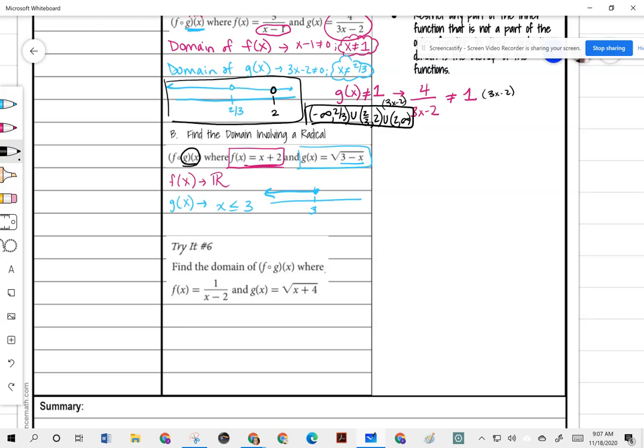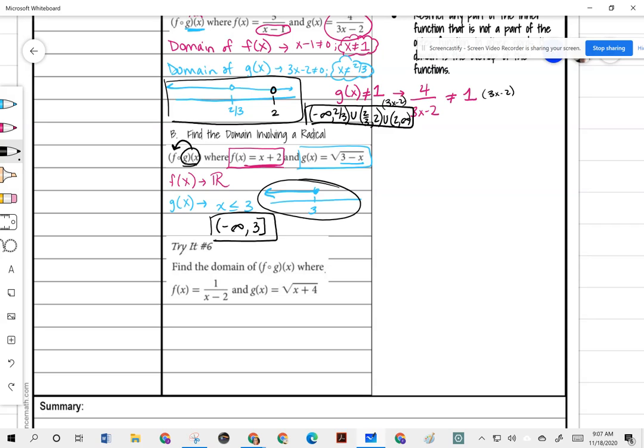And then you ask yourself, is there any restriction as my input of f? So what are my restrictions of f that I need to be concerned about? Well, if the domain of f is all real numbers, then there is no additional restriction. And then therefore, this is the number line that needs to be put into interval notation. And so the domain of this composition is negative infinity to 3 with a bracket.